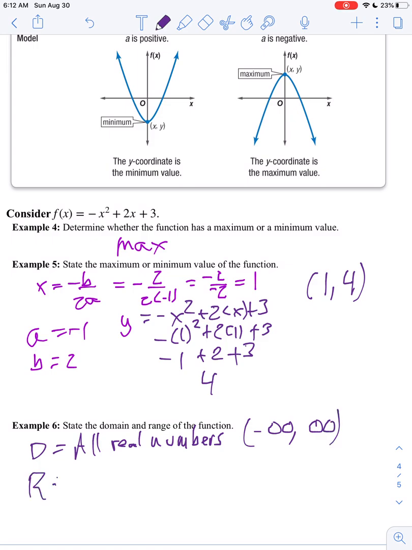Now my range, since the maximum value is 4, I know y is less than or equal to 4. And if you write that in interval notation, we're going to go from negative infinity up to 4. We're including 4, so we put a bracket around it. And that's your interval notation.